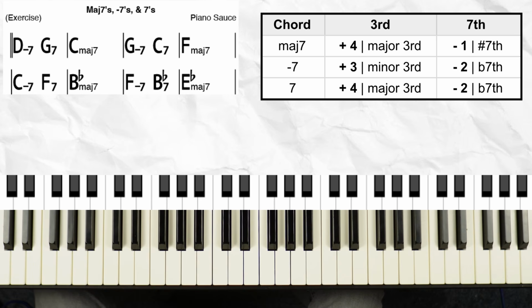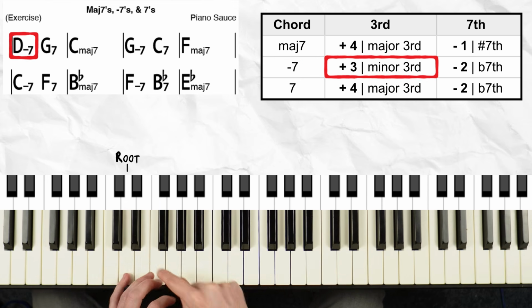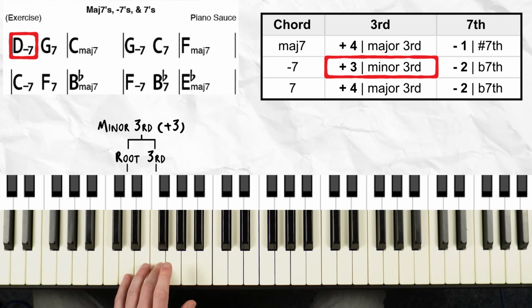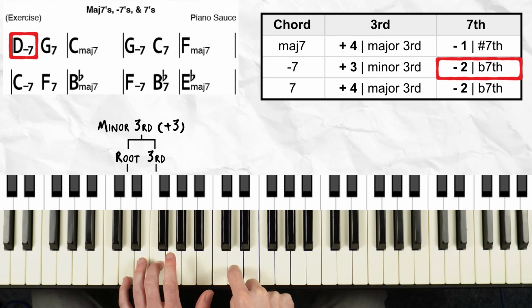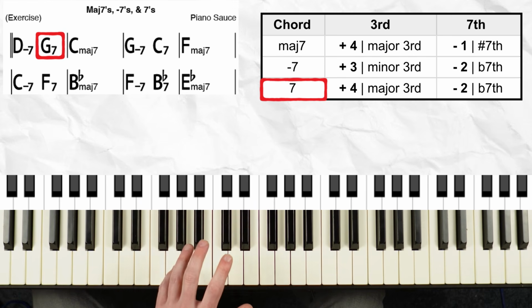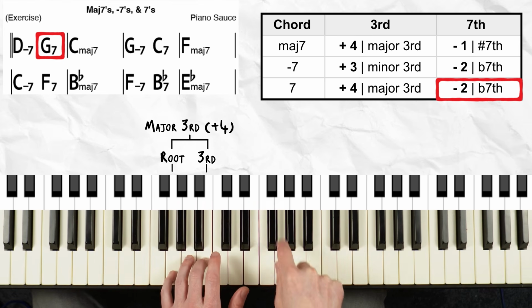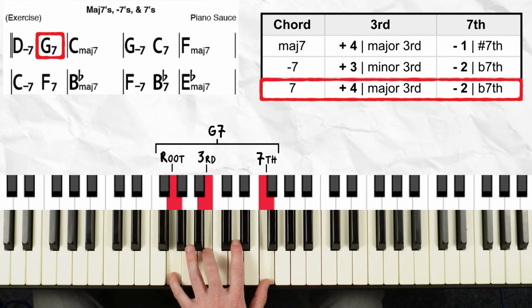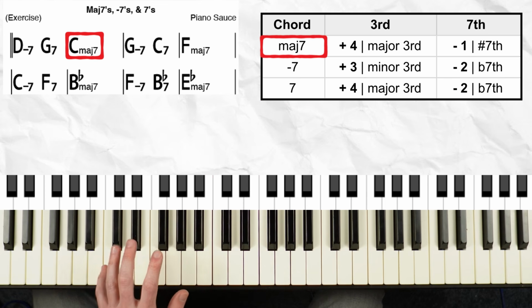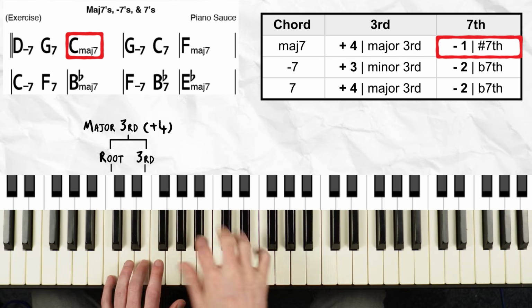Our first chord is D minor 7, so that's a D root, and minor 7 chords have a minor 3rd, so that's 1, 2, 3, and a flat 7th, so up to the root and down 1, 2. Next is G dominant 7, so that's a G root, and dominant 7s have a major 3rd, 1, 2, 3, 4, and a flat 7th, so up to the root and down 1, 2. And finally we have C major 7, so that's a C root, and it's a major 7 chord, so it has a major 3rd, 1, 2, 3, 4, and a sharp 7th, so up to the root and down 1.